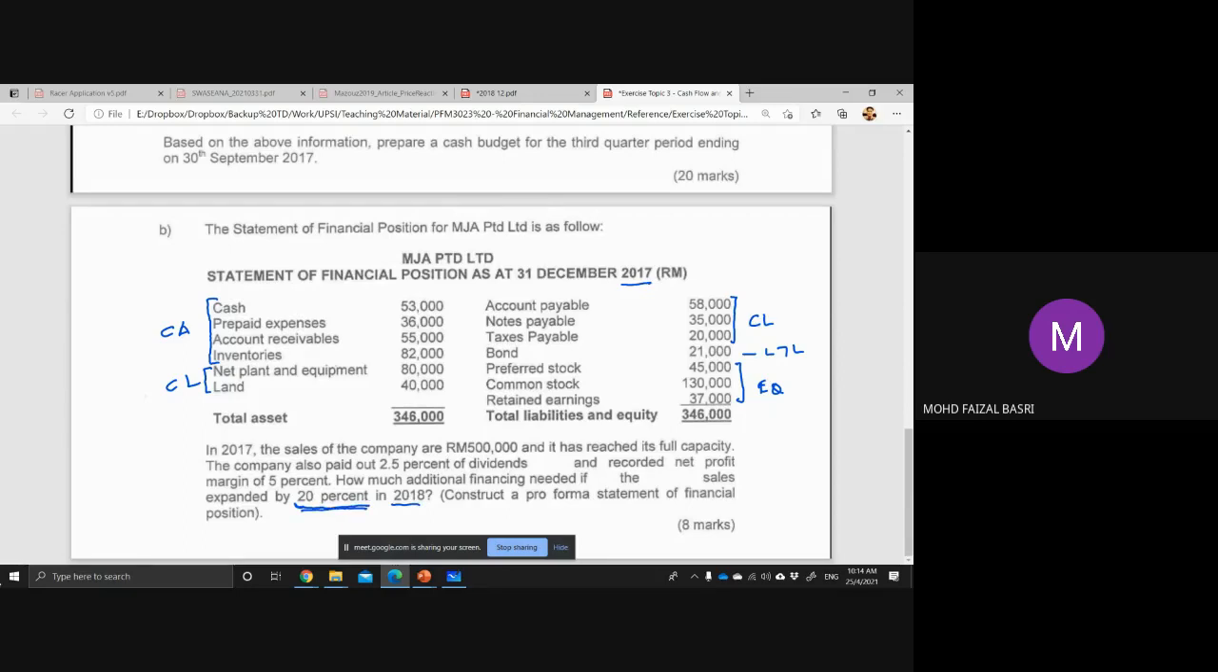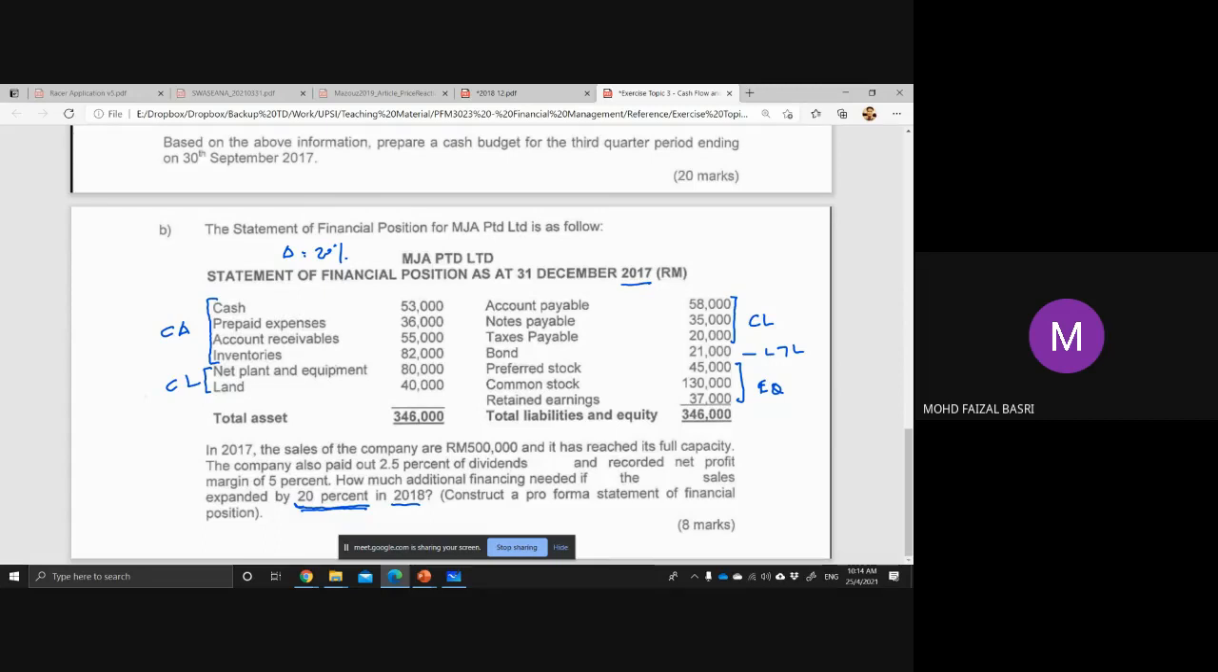So this is the percent of sales method, 20%. Okay, I put here 20%. So dia akan berubah sebanyak 20%. The change will be 20%. Okay, so if you get this wrong, the whole Proforma statement akan salah ni. So the first step that we need to know is how many percent the company wants the sales to increase. Okay, so untuk soalan ni dia bagi direct.